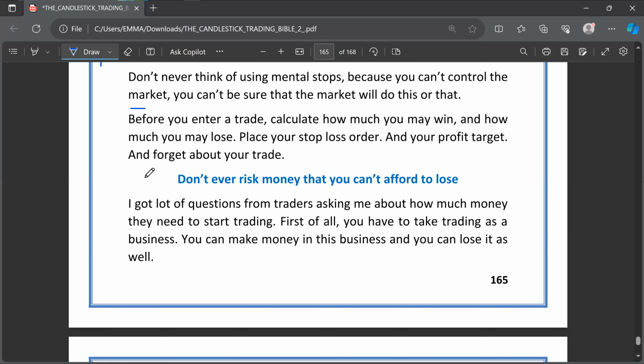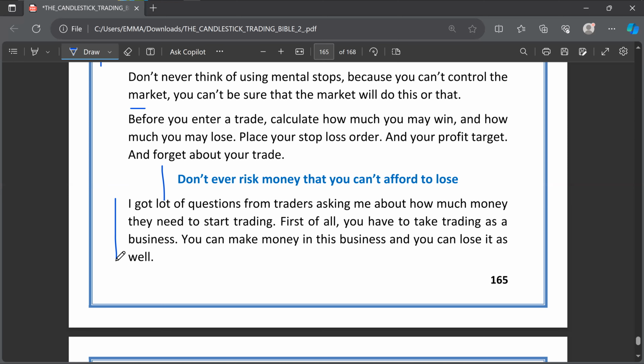what? Don't risk money that you can't afford to lose, right? So that's why I said every trade position that you enter, you should be ready for that amount of money that you are ready to risk. You should be ready, emotionally ready. Now, I got a lot of questions from traders asking me about how much money they need to start what? They need to start trading.